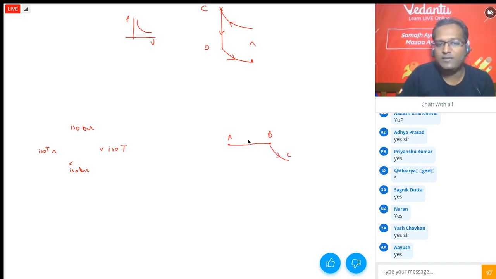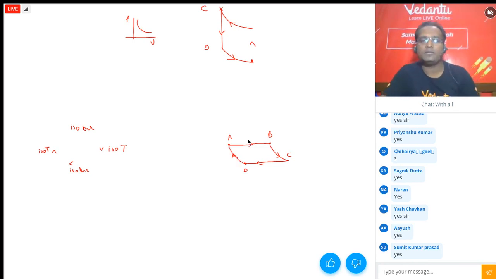Now C to D is isobaric. Pressure is constant, matlab horizontal line. Temperature decreases, so volume decreases. And then D to A is isothermal again. So I simply connected by an isothermal graph. Is it understood?